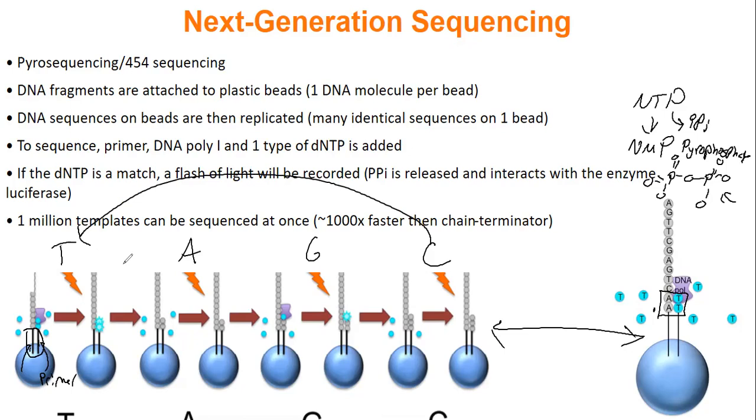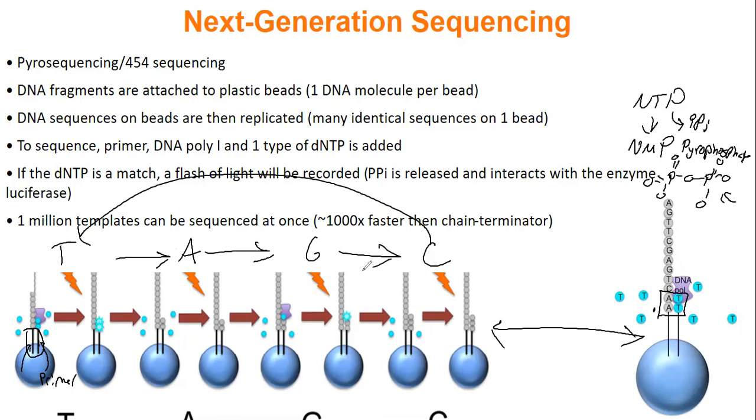And you do this, T to A to G to C, repeat the T, until your DNA is sequenced. And since you have a lot of plastic beads that you're doing this to at the very same time, you can sequence like a million beads at once.